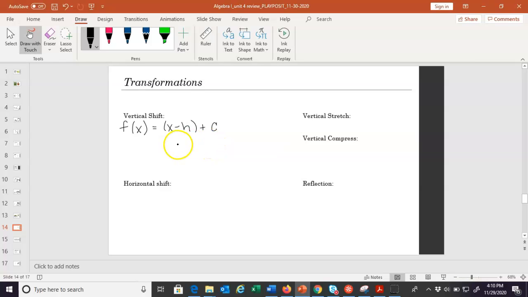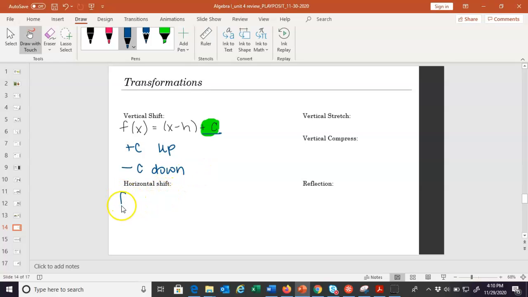The function is affected by the C value. This can be any number; I just chose C. If it's a plus C, it's going to go up, and if it's a minus C, it's going to go down. This value is to the right, outside of any of the parentheses, and that is our vertical shift.